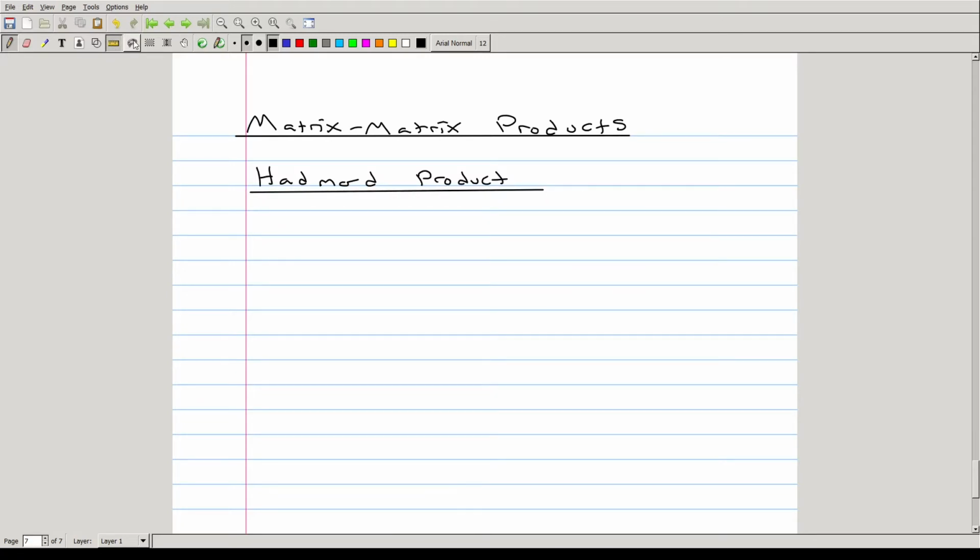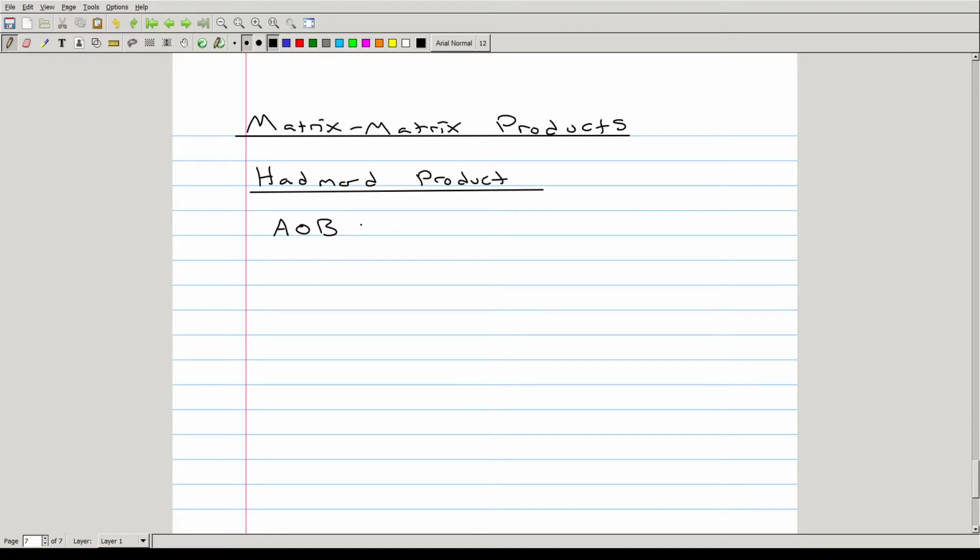And this is something that is the following. We'll denote it by A circle B. Note, this is not related to composition, so be very, very careful. But this is a very common notation for the Hadamard product. There are other ones, but this one is very common.